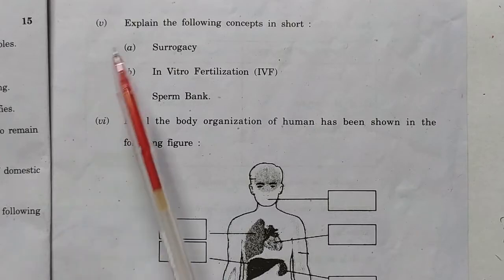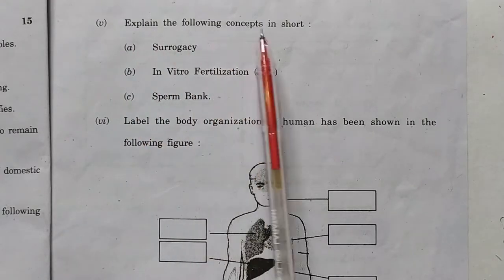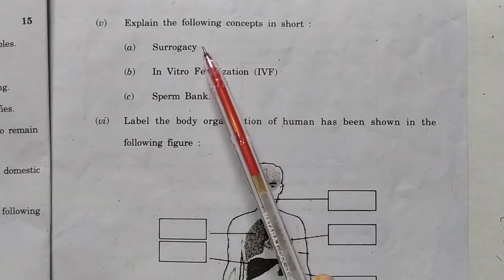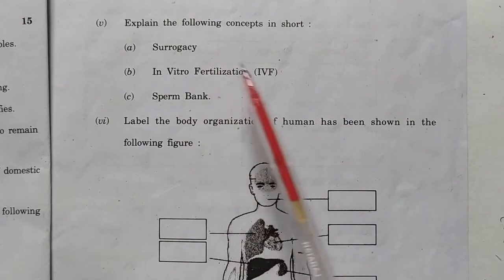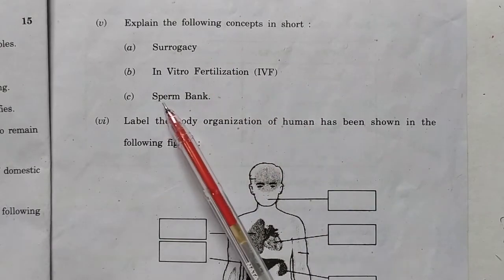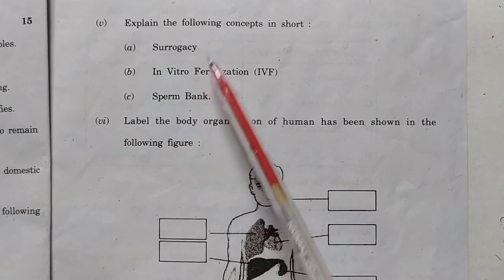So friends, this one is the fifth one, and the question is explain the following concepts in short. So see there are 3 concepts: surrogacy, then in vitro fertilization, that is IVF, and sperm bank. So you have to write a short note on these 3 topics.